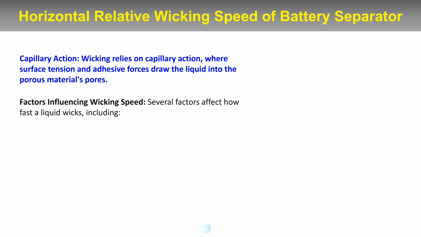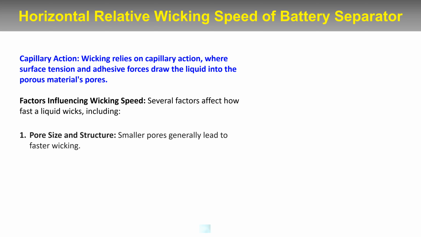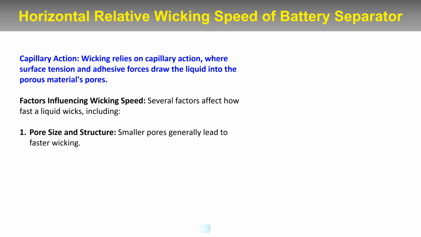There are many factors which affect the relative wicking speed, or how fast a liquid wicks. So first is pore size and structure of the materials. Smaller pores generally lead to faster wicking speed. If the pore size is large, it will reduce the wicking speed.